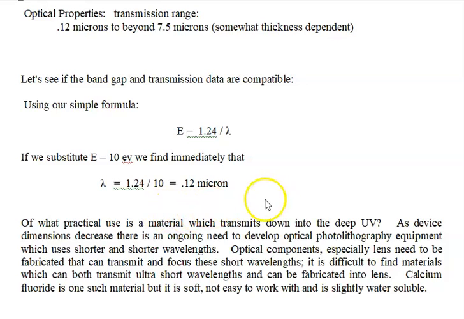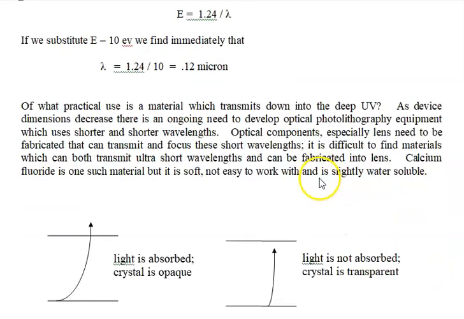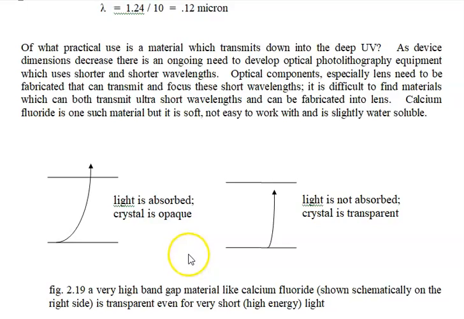Okay, so this is from chapter 2. You can read about it. Why do we want materials which have very wide band gaps that transmit deep into the deep UV? That's because for optical lithography, we use extremely small wavelengths, deep UV, and we like them to be transmitting. So in order to do that, we need extremely large band gaps. Now here's the secret.